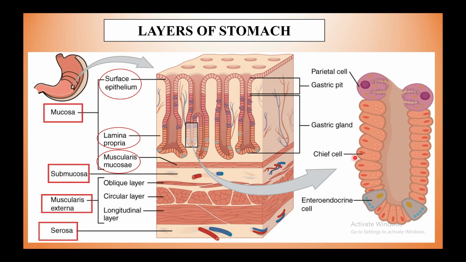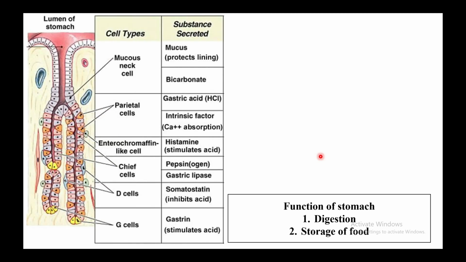So this was about the layers of the stomach, and I think you are clear with this slide. Let's see another slide: the functions of the stomach. The most important function is digestion. In the stomach we have seen that many cells are present, like parietal cells, ECL cells, and chief cells. All these cells have different functions, and they help in the digestion of food.